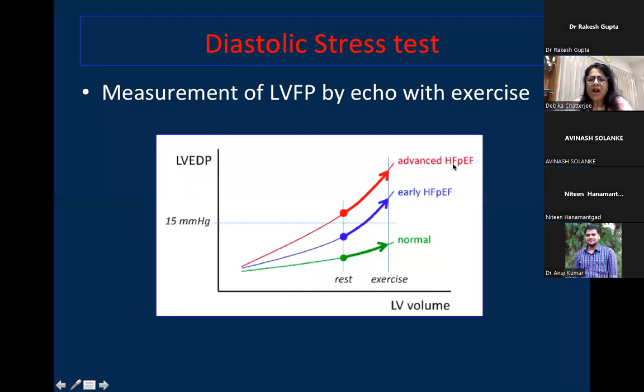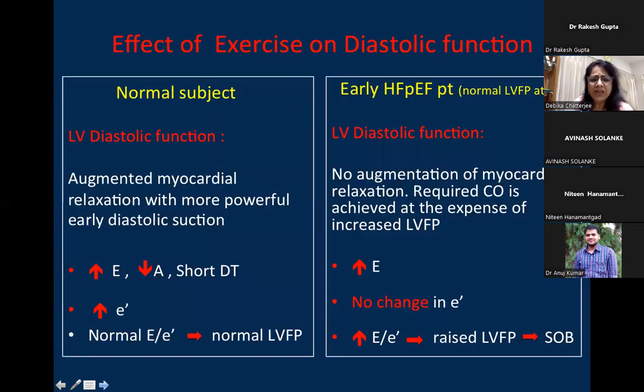In advanced heart failure with preserved ejection fraction, at rest you also get a high LVEDP, so it also rises with exercise. But the patients who are in early HFpEF, their LV end diastolic pressure is normal at rest. You are getting a grade 1 diastolic dysfunction. But as they start doing exercise, their LV end diastolic pressure rises and they go into failure. We have to identify that group of patients by doing an exercise stress test.